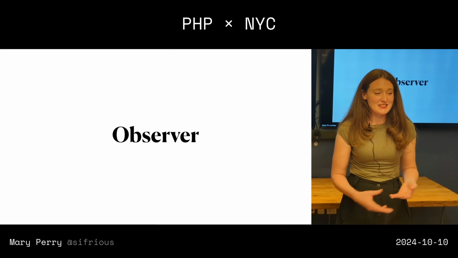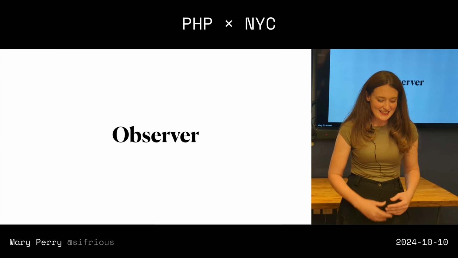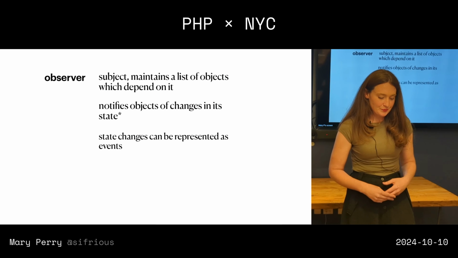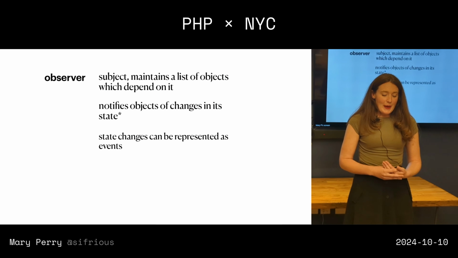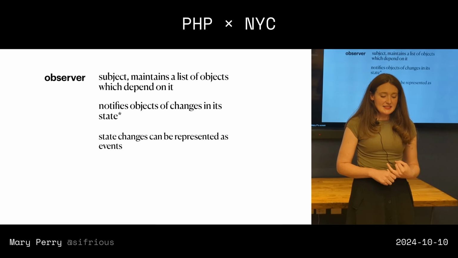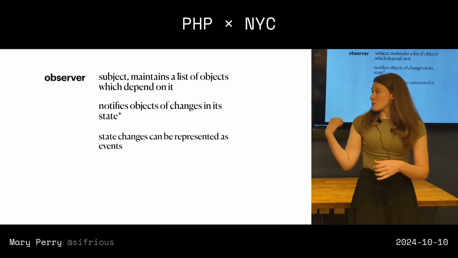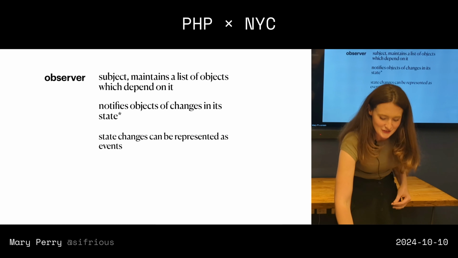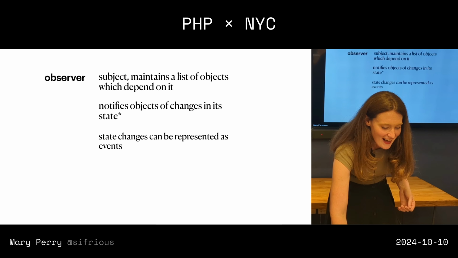So that brings us to the last pattern I will discuss today, which is observer. The observer pattern has a subject, which maintains a list of objects which depend on it. It notifies objects of changes in its state, and the state changes can be represented as events. I just put that third one in there. That's not part of the design pattern. It's just a thing that I like. But it's true though.